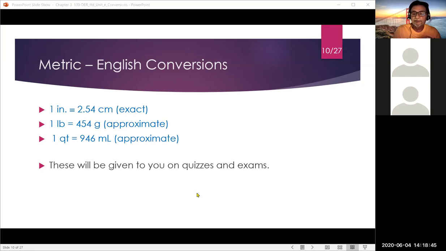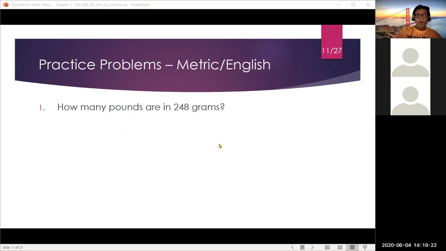Therefore, would not be a factor with respect to sig figs. The other two, 454 grams and 946 milliliters, are approximate. They're measurements. Therefore, they could play a factor in the sig figs. So remember those. Only the first one is treated as an exact number, and the other two are approximate, and it could be a factor. And yes, you're given these when you're taking exams or quizzes because it's in the shapes table.